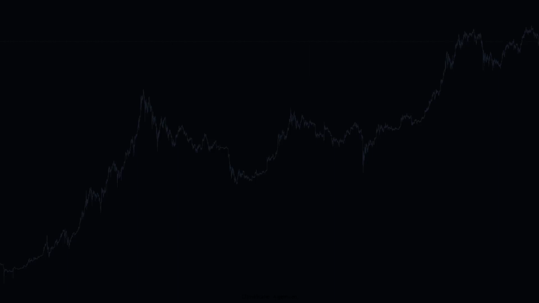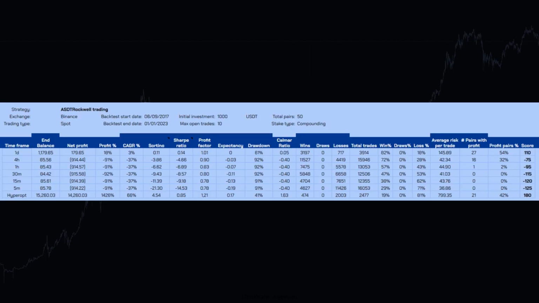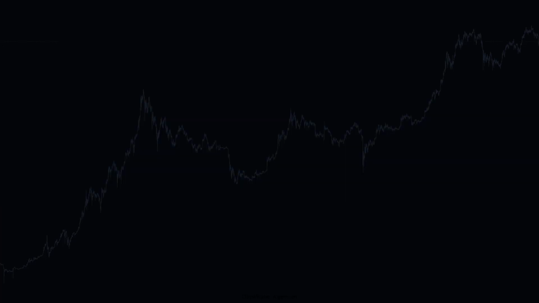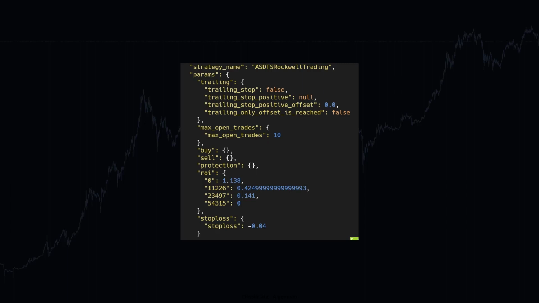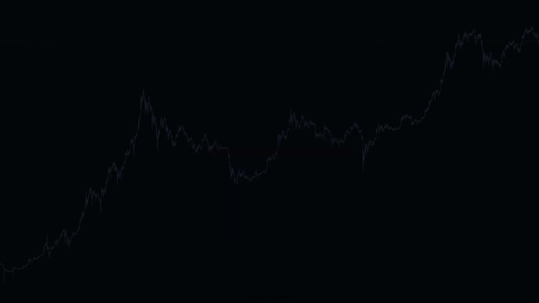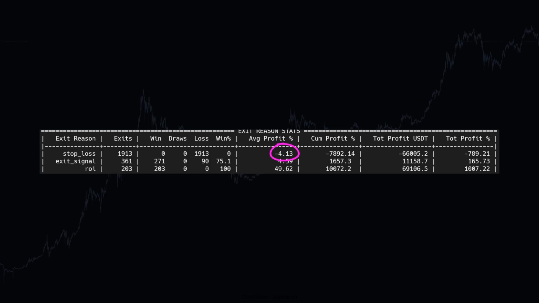So, when I optimized the settings for ROI and stop loss, I get the following results. And suddenly, this strategy became much more profitable than before. And to see what happens, we have to look at the exit reason again. After optimizing the parameters, the stop loss setting went from 30% to 4%. This means that trades are quickly stopped out when they proved to be bad. And you can see that also from the average negative profit of -4%. The second thing is that the exit signal and ROI settings are much more profitable than before.